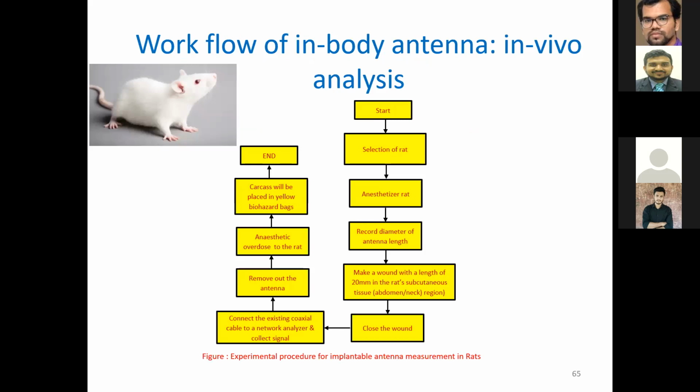In the workflow, for the in vivo test, we took the selection of the rats, then we anesthetized the rat and recorded the dimensions. We made a wound of 20 millimeters on the subcutaneous tissue, and then we closed the wound. Then we connected through the coaxial cable. We checked the signal response, then removed the rat, and took the signal. Then for the cross section, we took the tissues for slicing to examine the cells and tissues, how they behave and what the stress level is. Then we sent the carcass to the animal house.